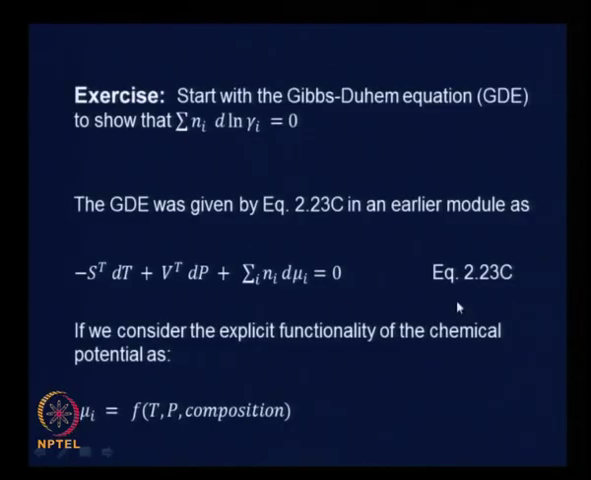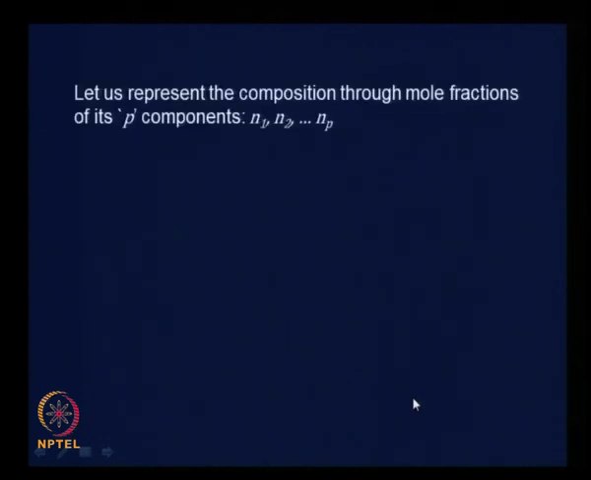Okay, hopefully you would have gotten to some stage. You would have started out with this and substituted it into equation 2.23: minus S_T dT plus V_T dP plus sum over N_i d mu_i equals 0. If you need some more help, I will present a few more steps and then give you some time to work things out in a directed fashion.